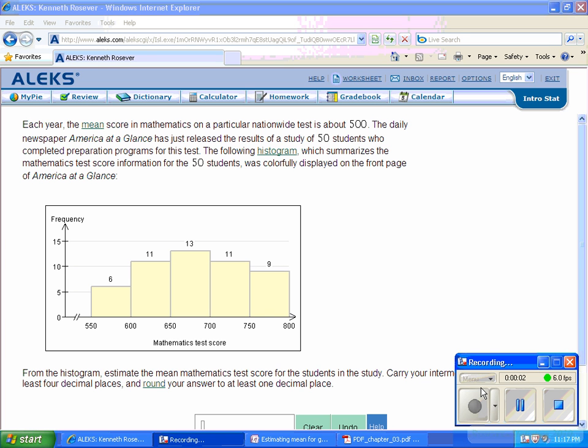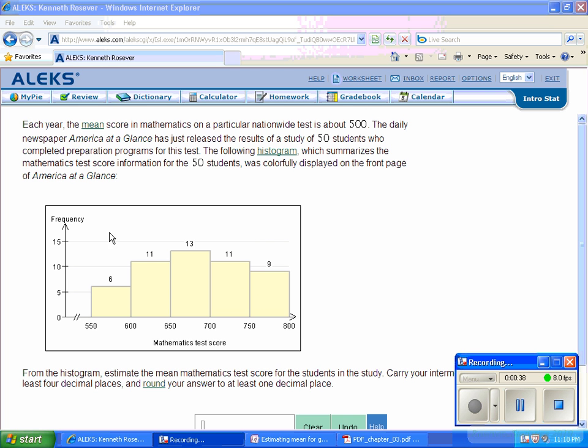All right, this is Ken Rosever, and we are going to be talking about estimating the mean of group data. What we have here is a histogram that's been classified or grouped. All the data has been put into classes. It's been grouped, and now we don't have the original values to work with. Instead, we have this histogram.